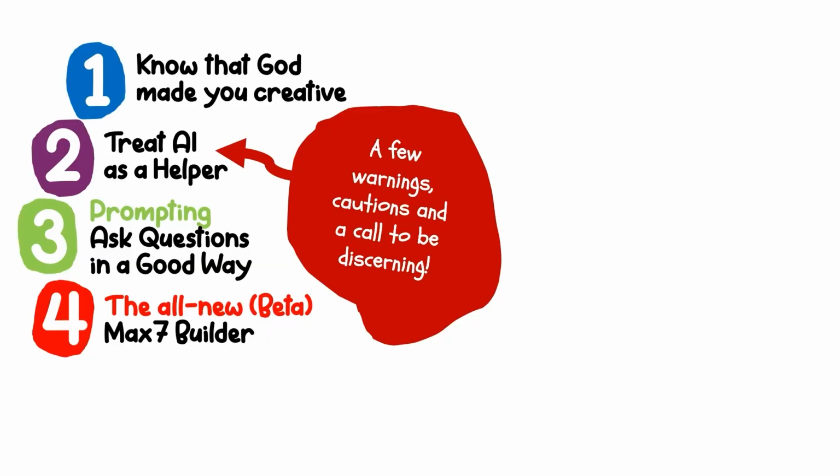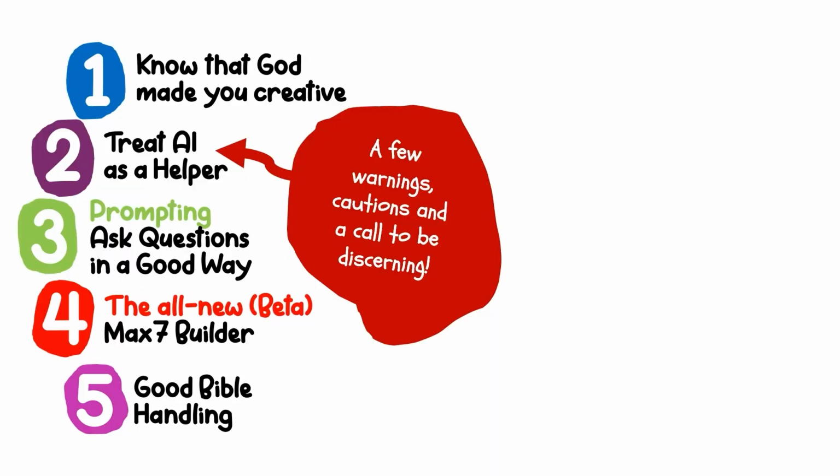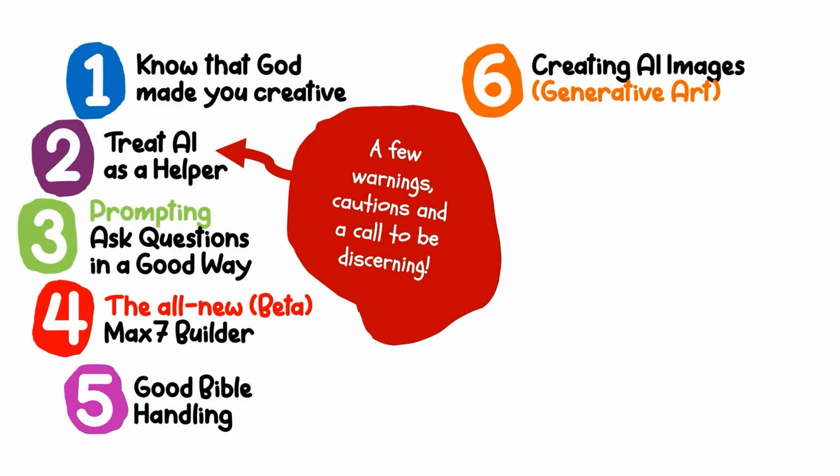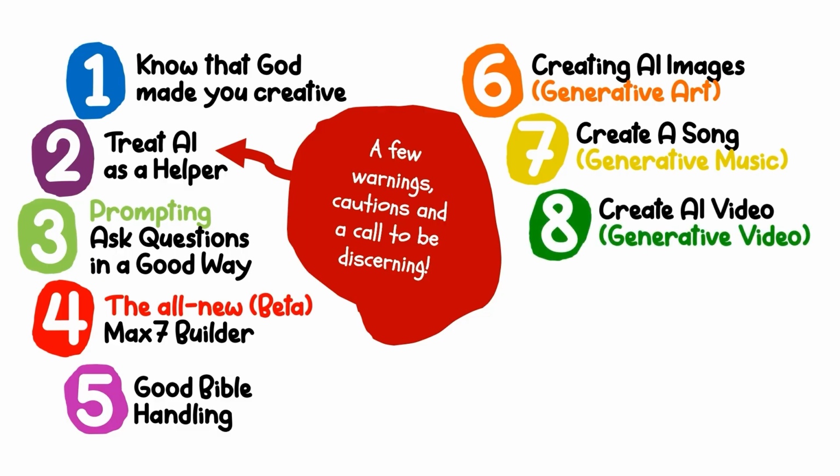We're going to look at good Bible handling, because anything to do with ministry and AI, you want to know how to do it well and handle the Bible really well with AI, and there's some good tips there. Then we're going to jump into generative art and making images with AI. We're going to think about creating a song. We're going to turn the images into AI video, make them move, and then we'll bring it all together with some examples.